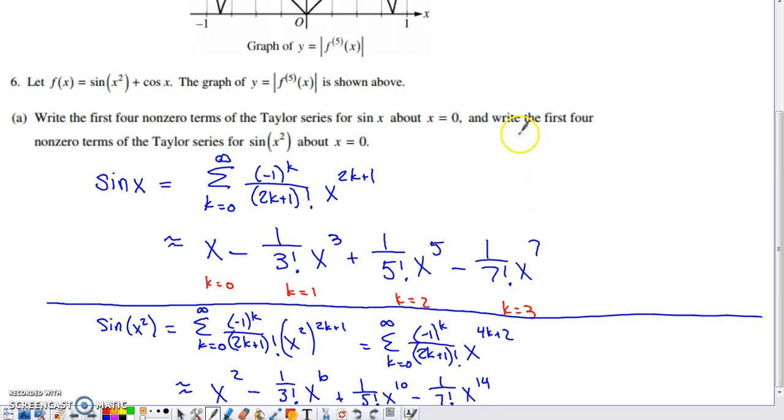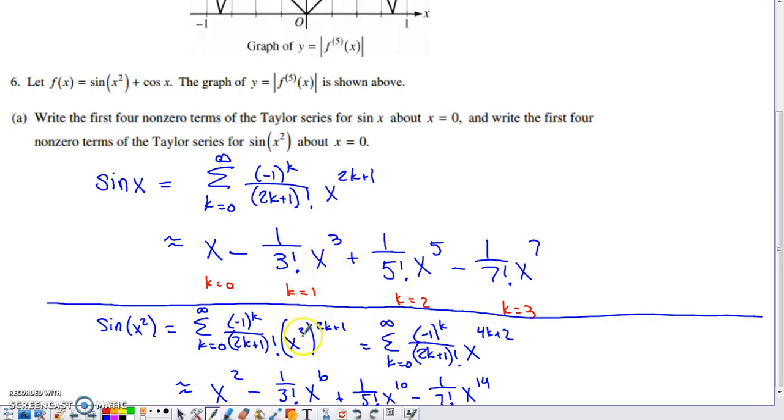They want you to use that as a starting point to develop the first four terms of the series for sine of x squared. If we have a series that converges to sine of x, and we want a series that converges to sine of x squared, the only difference is that x squared has replaced the x. So the x in the series is going to get replaced with x squared.